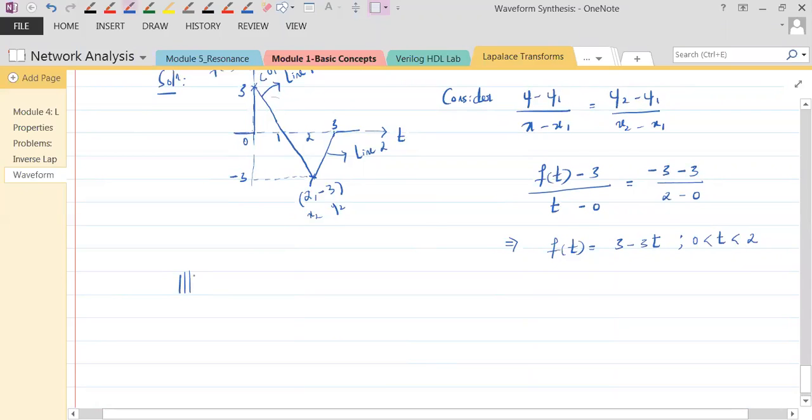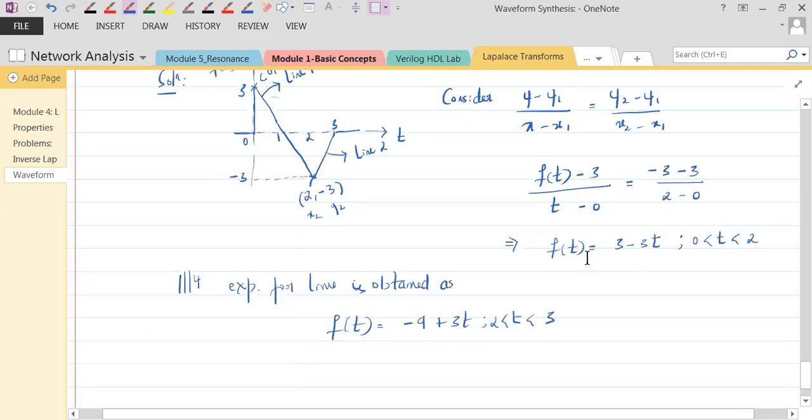Similarly, the expression for line 2 is obtained as, what is it obtained as? It is obtained as f of t equal to minus 9 plus 3t for t greater than 2 less than 3.